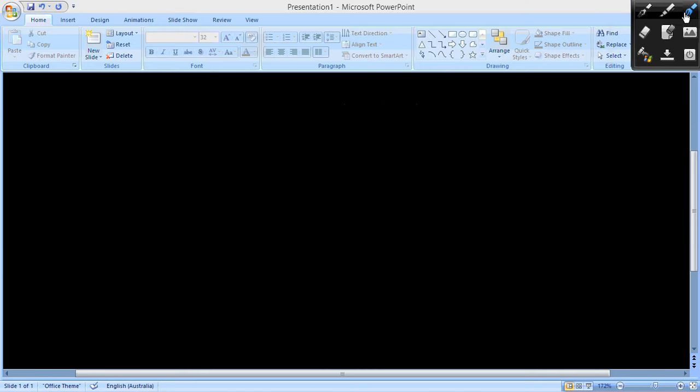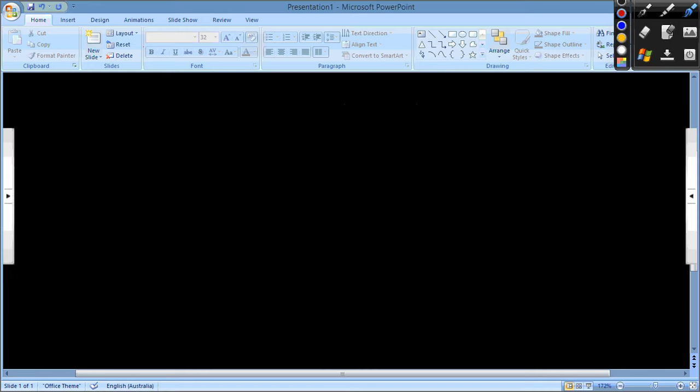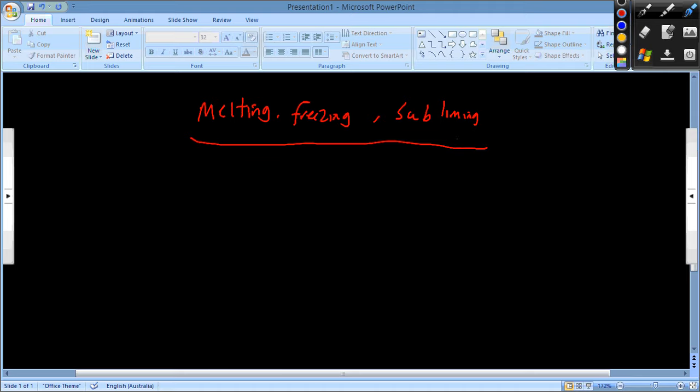On this slide, we're going to talk about melting, freezing, and subliming. We should know the word melting; we already said that before. Freezing is when something changes from a liquid state to a solid state. There is also something we call subliming. Something sublimes when it changes from a solid state to a gaseous state. We'll talk about that.